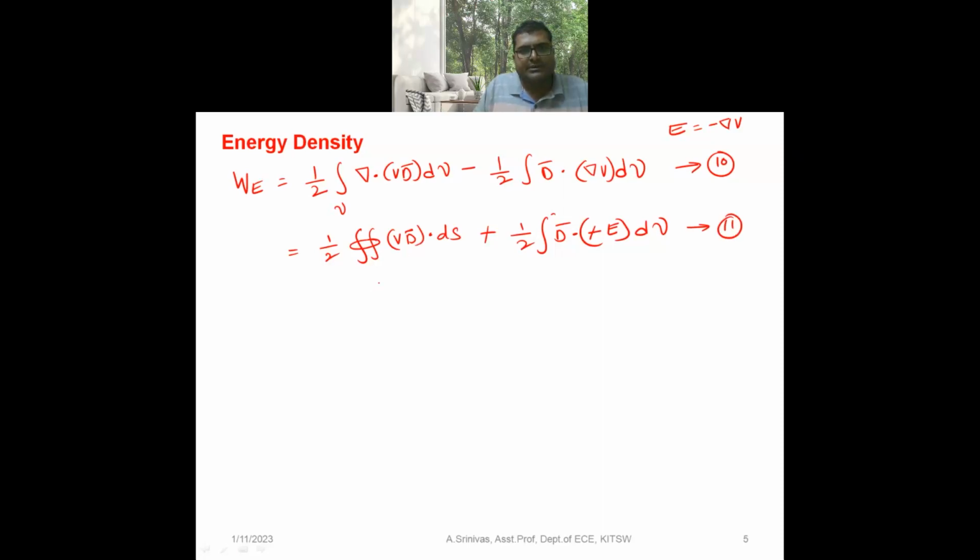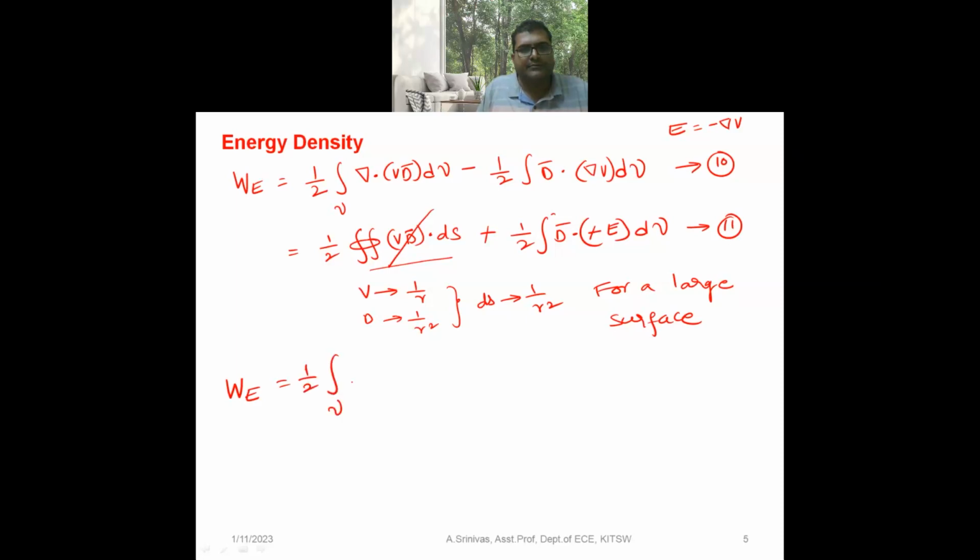And in equation 11, in the first term, V varies with 1 by R, D varies with 1 by R square, so V D varies with 1 by R cube, and dS varies with R square. Means for a large surface, the first term will be equal to 0. Then the energy stored is equal to half into the volume integral of D dot E dV.